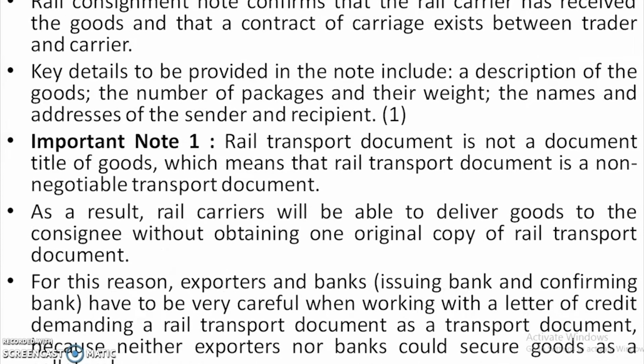Rail consignment note confirms that the rail carrier has received the goods, and that a contract of carriage exists between the trader and carrier. All the points are repeated from the previous slide. And one of the points that we need to look into is that exporters and banks should be careful in dealing with a letter of credit demanding a rail transport document, because the CIM note is not considered a transaction document. Neither exporters nor banks could secure goods as collateral, so the CIM note cannot be used as a negotiable document or a transaction document. It doesn't possess any money value.